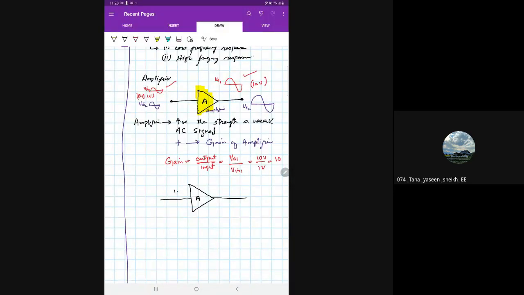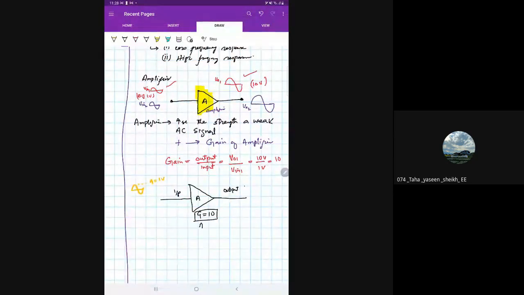this is its input side, this is its output side. If you are applying a signal of, for example, 1 volt, okay, what is the amplitude? Amplitude is equal to 1 volt here. Amplitude is equal to 1 volt here, okay. Suppose the gain of this amplifier is 10. Its gain is 10, okay.